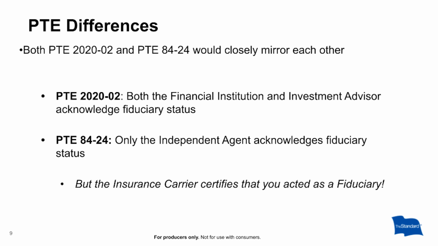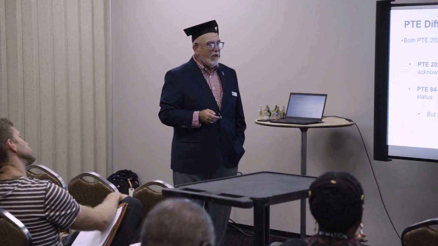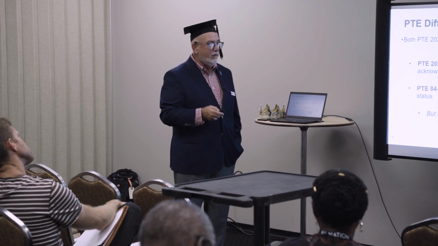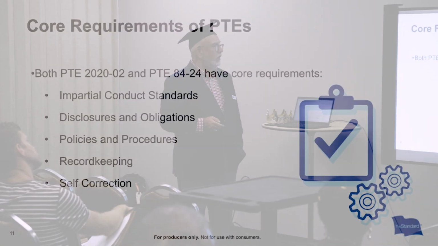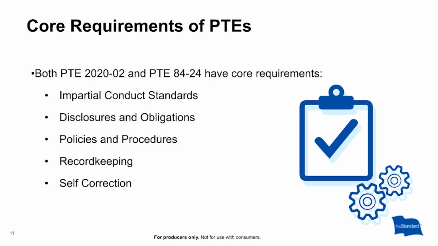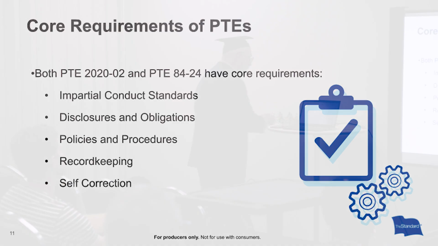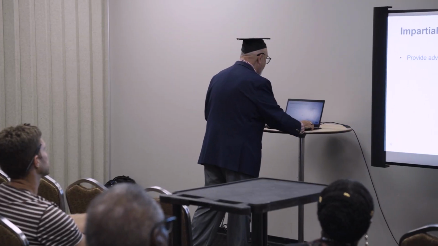So it's kind of a little bit of a mix there, but we have to make sure that you followed a process and, in essence, did the right thing. There are some core requirements on both of these exemptions to earn compensation. You have to act impartially. We'll talk about that. There are disclosures. I'm going to give you what the disclosure is. Policies and procedures that both the insurance company or broker-dealer and you have to adopt, record keeping, and the ability to self-correct. So we have those elements there.